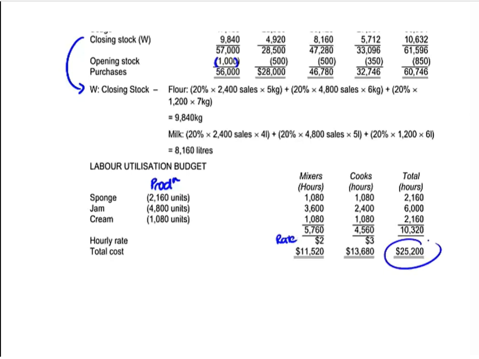As well as knowing how many units we're going to produce based on sales, this is really useful because we can think about making sure we've got enough resources in terms of production staff, so mixers and cooks here, and also thinking about making sure we can order in enough materials.